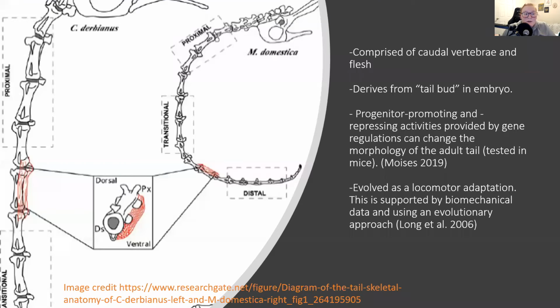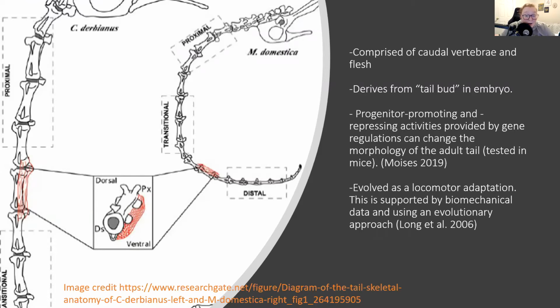Okay, so the tail is comprised of caudal vertebrae and flesh. There's no viscera in the tail. So it begins to form in the embryo of every vertebrate. It derives from the post-anal extension called the tail bud.